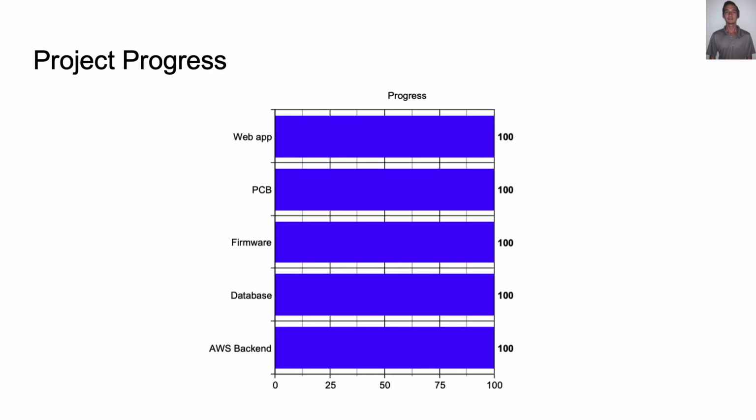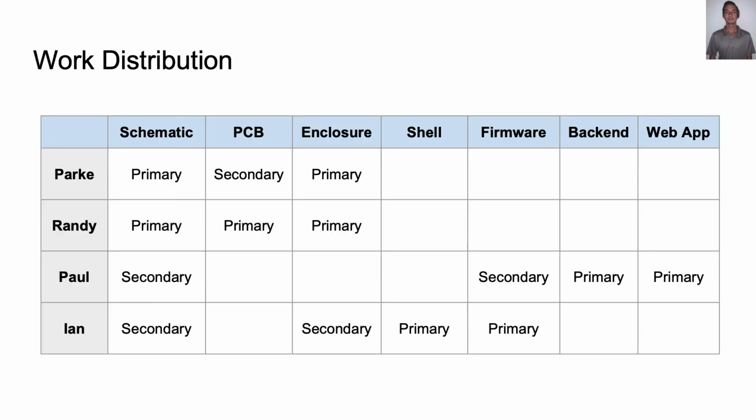Here you can see the overall progress of the project. Currently, we have a fully functioning prototype in all aspects. On this slide, you can see how we chose to distribute tasks throughout our time working. We tried to ensure each team member was the primary contributor on at least two aspects of the project and took up a supporting role on at least one other aspect.